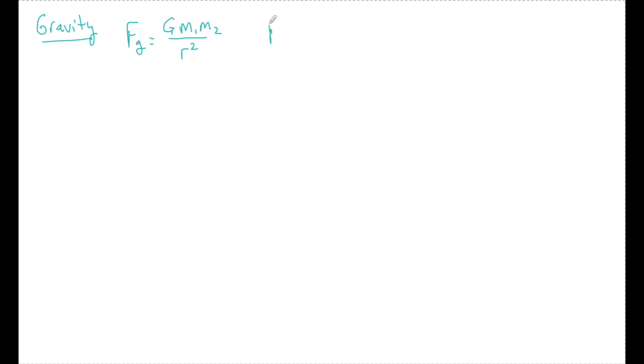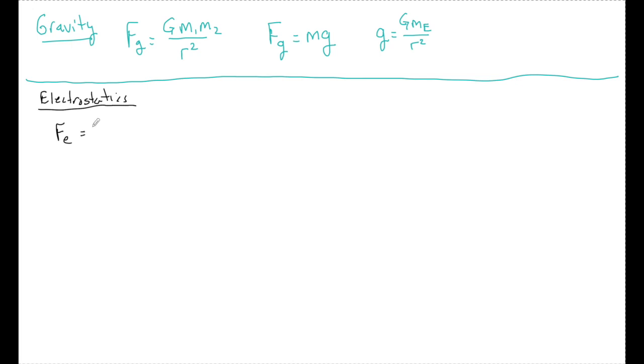Here on Earth, that can be simplified as Fg. This is also called weight. The force due to gravity is called weight. Here on Earth, I can say mg. So essentially, little g is equal to the gravitational constant times the mass of the Earth divided by the radius of the Earth squared.